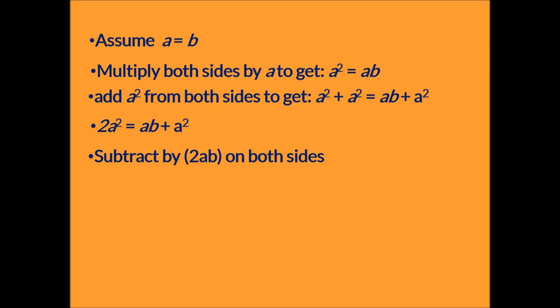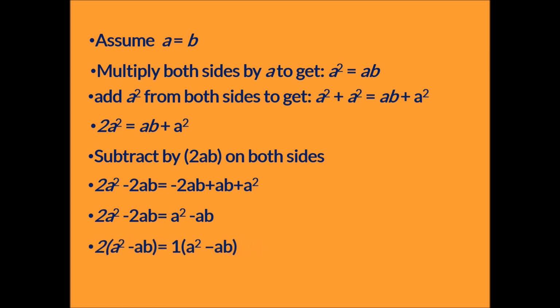Subtract 2AB on both the sides. So 2A square minus 2AB is equal to minus 2AB plus AB plus A square. 2A square minus 2AB, keep it as it is. Minus 2AB plus AB is minus AB. So in your RHS it will be A square minus AB.